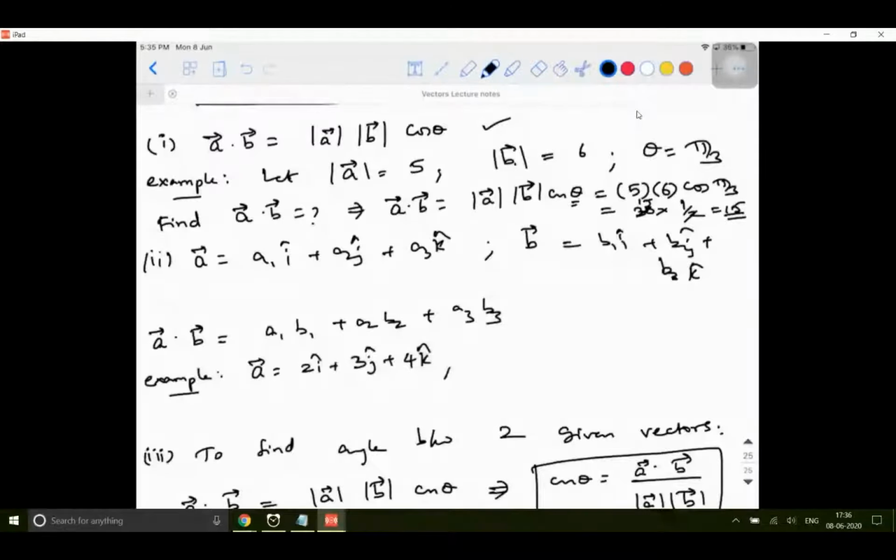So A vector, I have written it as 2i cap plus 3j cap plus 4k cap. B vector is written as 5i cap plus 6j cap plus 7k cap. Find the value of A vector dot B vector. This you already know. Multiply coefficients: 10 plus 18 plus 28. So that is going to be 56. Right? So that's the answer.